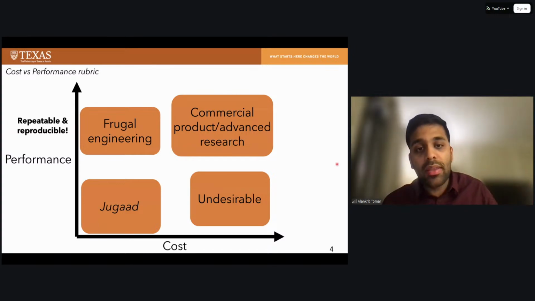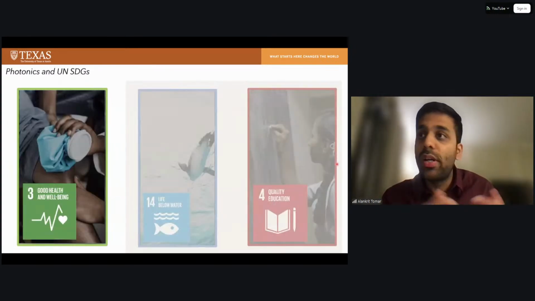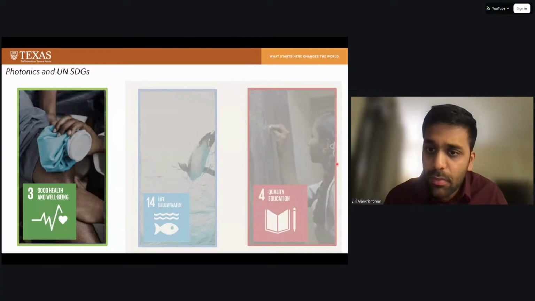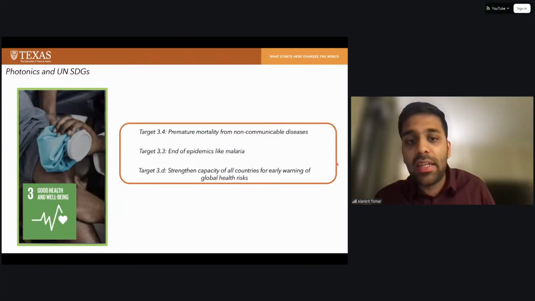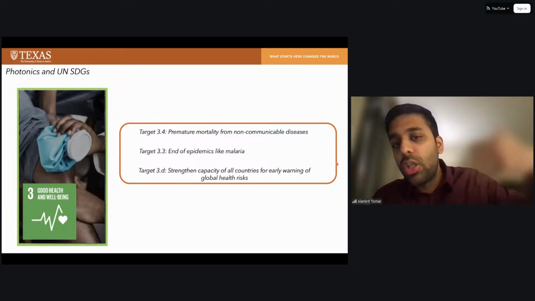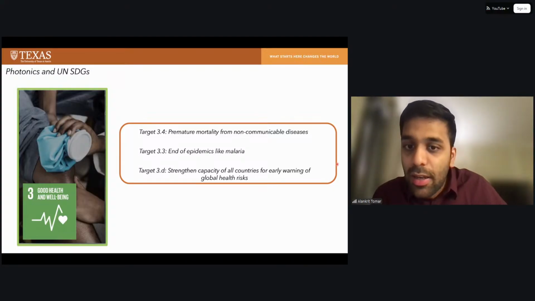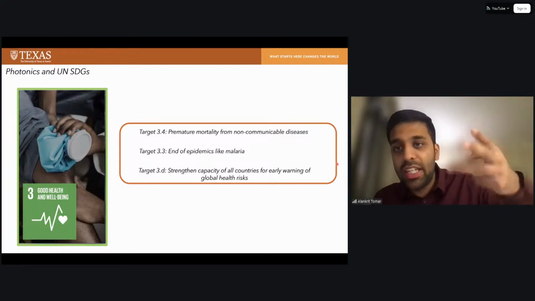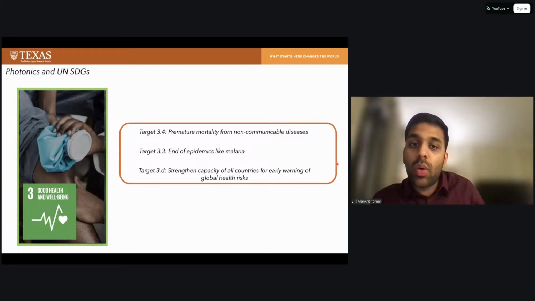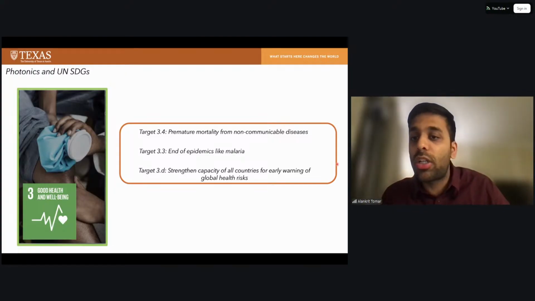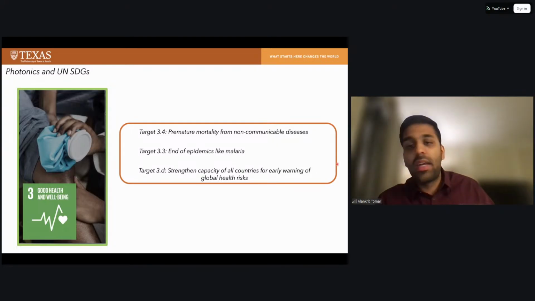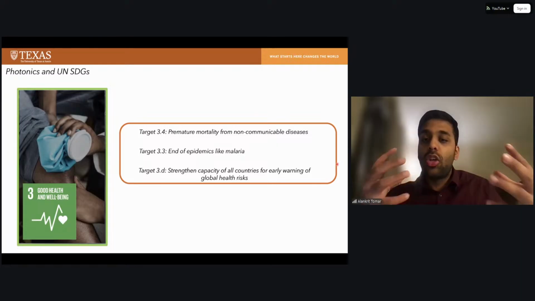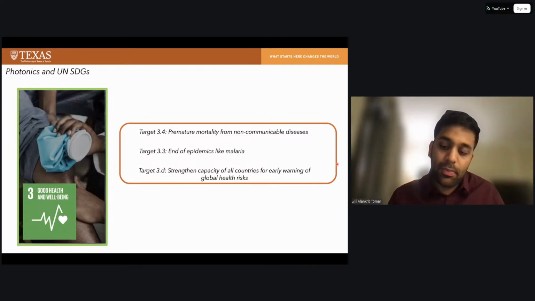So the first one that I want to explore is good health and well-being. And in this area, the UN has given us actually a lot of targets, but I'll be talking about three specifically. The first one being premature mortality from non-communicable diseases, such as cardiovascular diseases, stroke, diabetes.